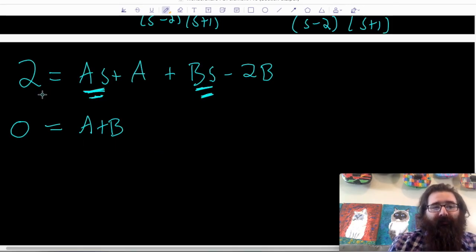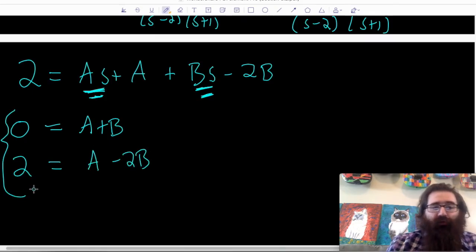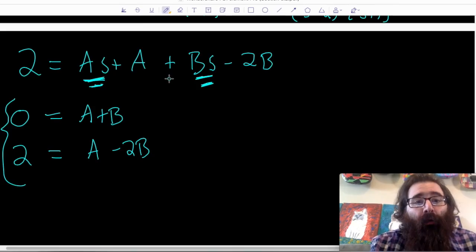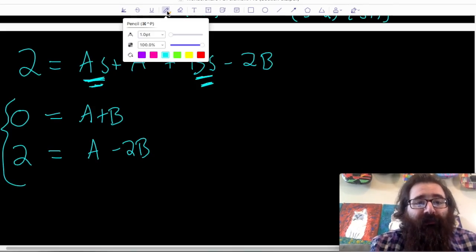Well, what about constants? My constants on the left, I just have a 2, and my constants on the right is a minus 2b. And this gives me a system of equations, 2 equations, 2 unknowns that I can work with. So what can I do? Well, let's get a substitution statement.